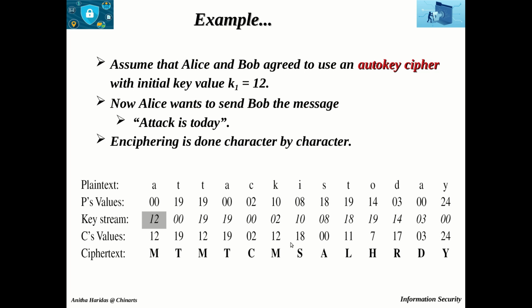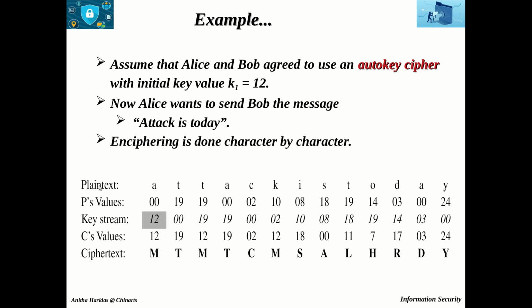Let us see an example here. Let us assume that Alice and Bob are the sender and receiver, and they have agreed to use an auto key cipher with the initial key value K1 equal to 12. Now Alice wants to send a message to Bob, attack is today. This is the message she wants to send, and the enciphering is done character by character.